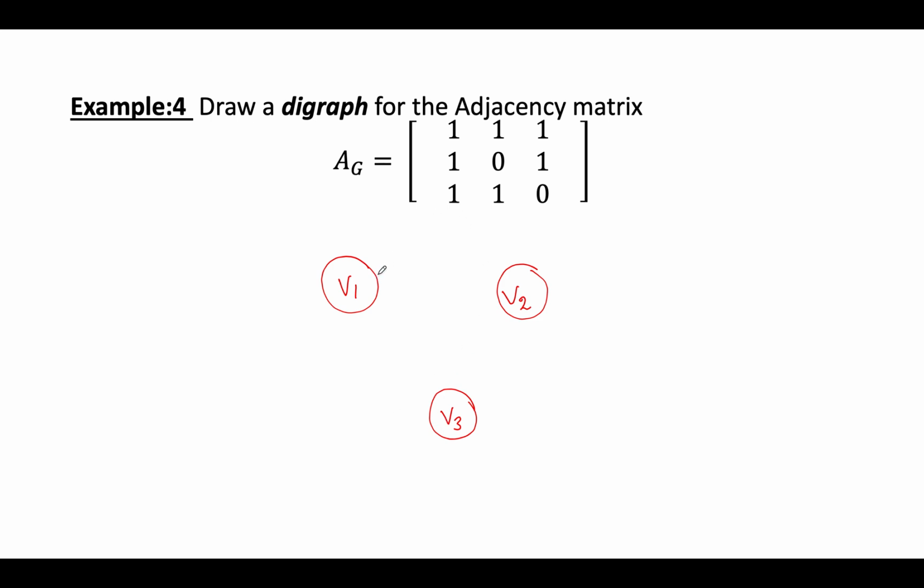Okay, there is a link from V1 to V2 and it's really important we show the arrow. There is a link from V1 to V3 and also there is a link from V1 to V1. V2 has a link to V1, no link to V0, there is a link to V3. V3 has a link to V1 and V3 has a link to V2 and no link to itself. So here we draw the directed graph. Now if we got the same matrix but for an undirected graph, it will be different than this.